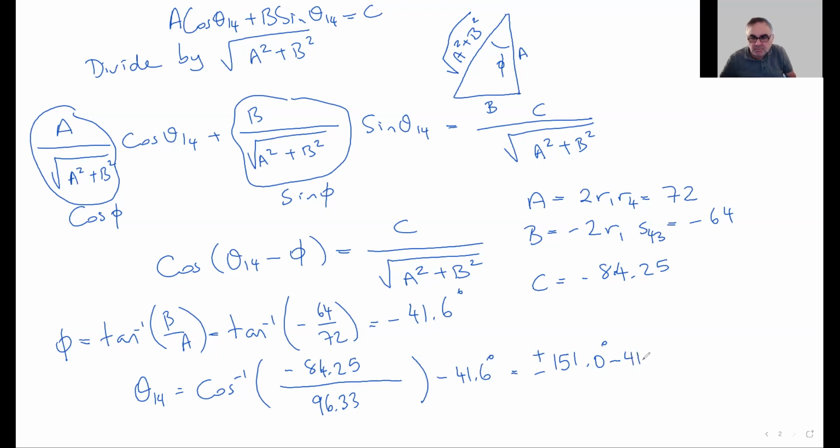Minus 41.6 degrees. So two solutions are possible. 109.4 degrees is one solution. And the second solution is minus 192.6 degrees. Let me do the theta 1,4 part.